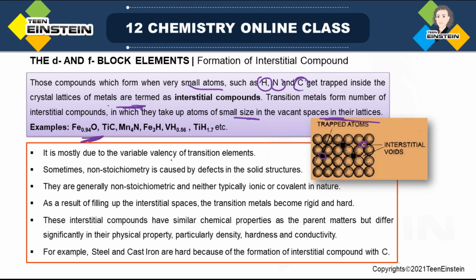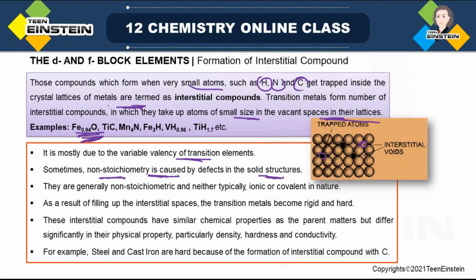It is mostly due to variable valency of transition metals. Sometimes non-stoichiometry is caused by defects in solid structure. So these trapped atoms, that is also one type of defect. And see, normally what should be the formula for iron oxide? It is either FeO or Fe2O3. But here the formula is different, and it is because of these trapped atoms. Now the stoichiometry is not maintained. It is non-stoichiometry. Okay.